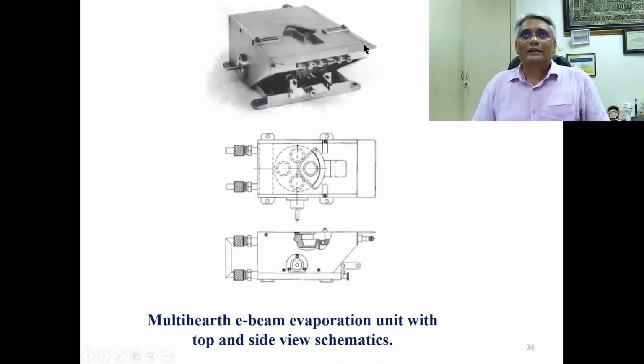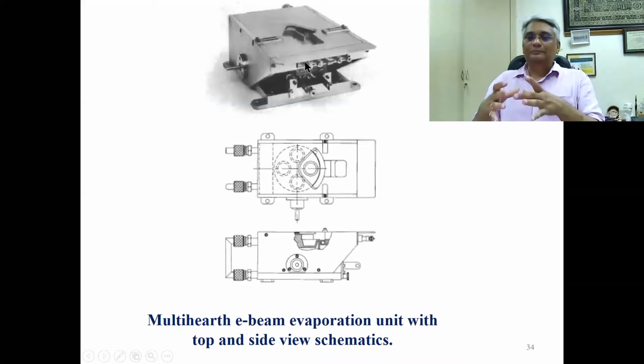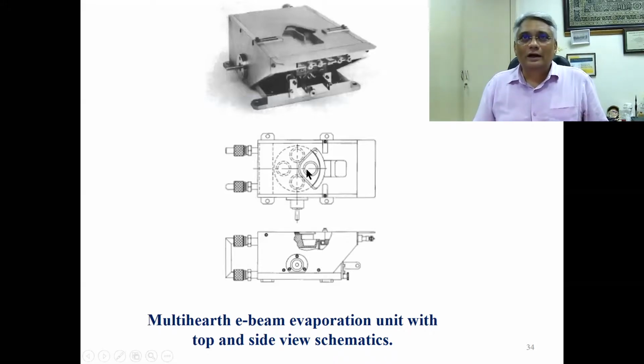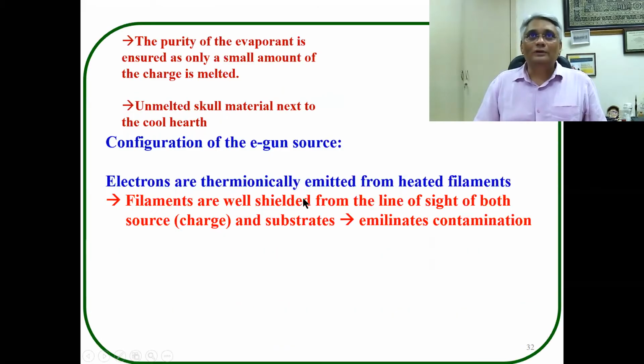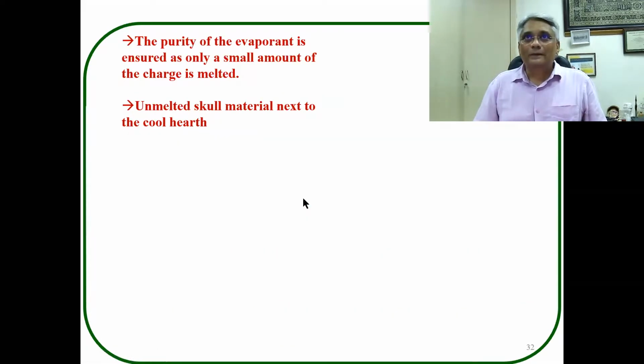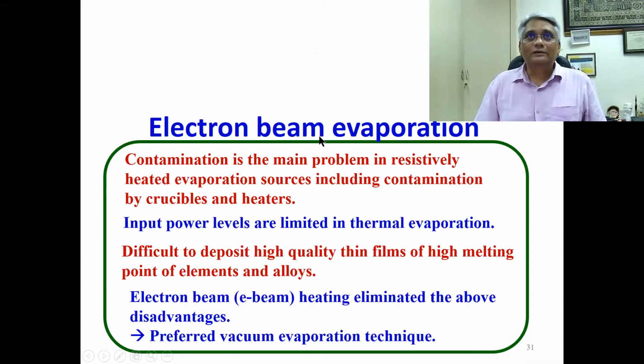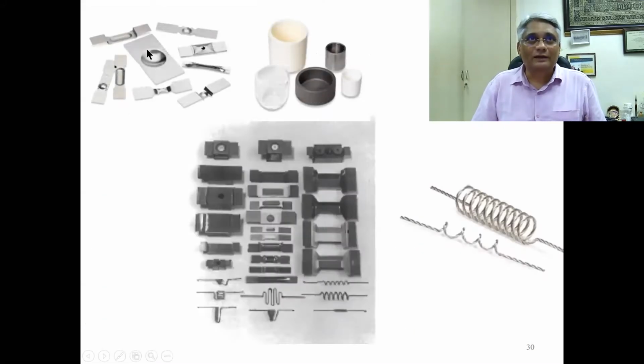And this is how a typical electron beam multi-hearth source looks. Today's multi-hearth sources can be 4, 6, or 8. That means I can have 8 such circles. Each circle is something like this one. What you'll have is exactly like what you see here. Yeah, so like that.